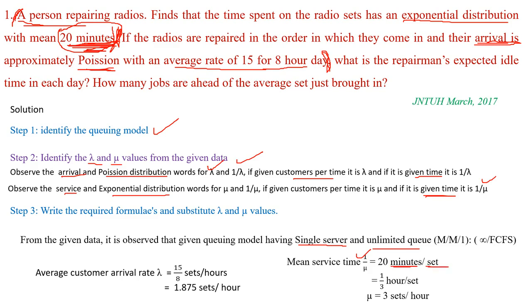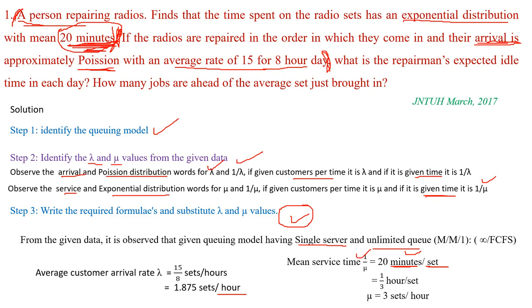One more thing you have to remember: all the data should have constant unit times. See here, lambda is given in hours, but 1 by mu is given in minutes. Then you have to convert hours into minutes or minutes into hours. Here I converted minutes into hours. So 20 minutes is equal to 1/3 of an hour. So 1 by mu equals 1 by 3 hours per set, so mu equals 3 sets per hour.